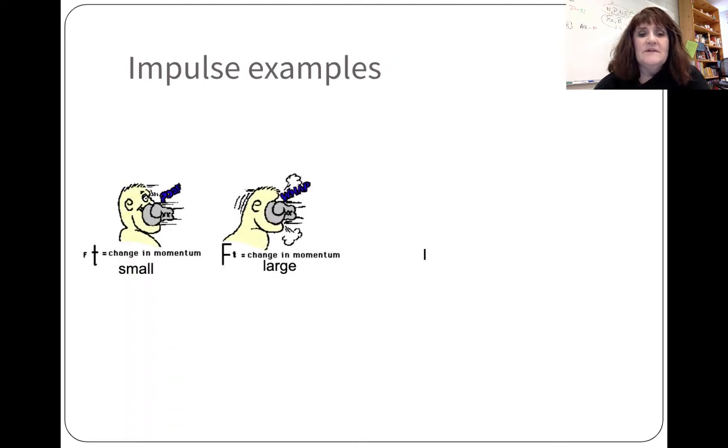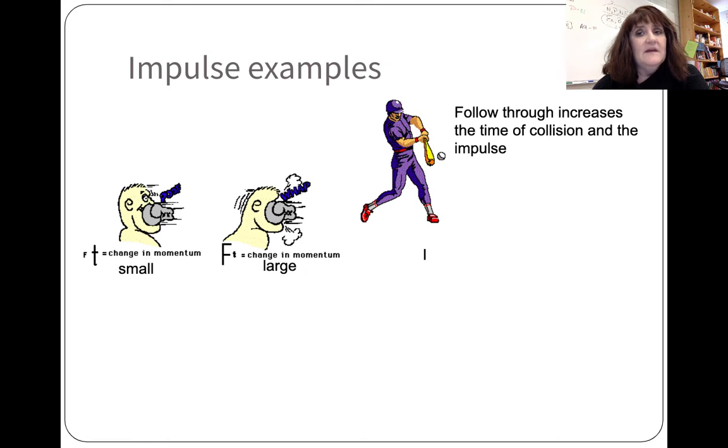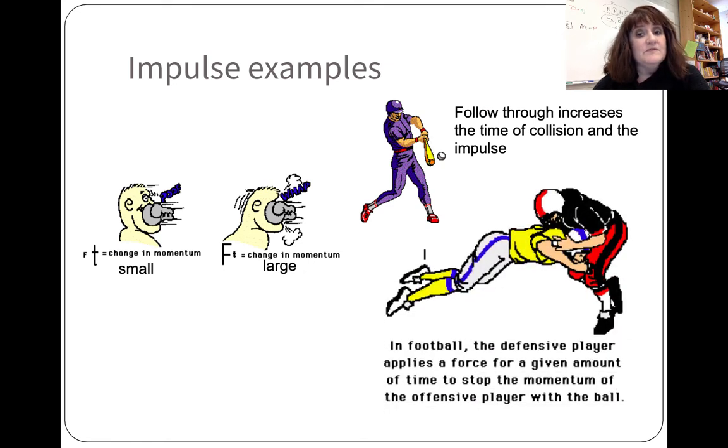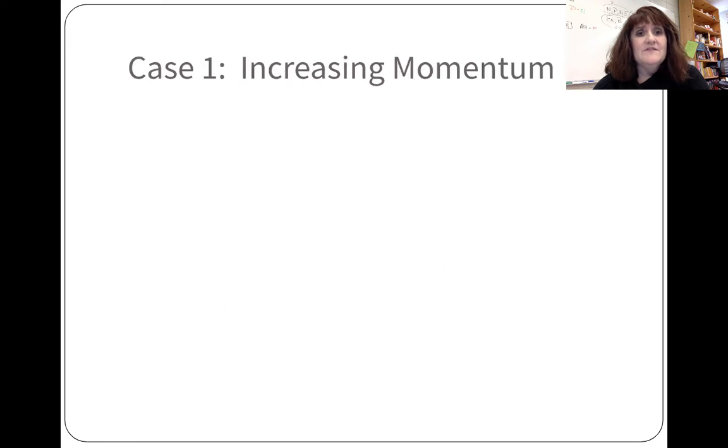Impulse examples. Changing momentum that is small force, long time, or a lot of force over a little time. Follow through increases the time of the collision and the impulse. In football, a defensive player applies a force for a given amount of time to stop the momentum of an offensive player with the ball. This is why wrapping up in football is important. In a karate chop, same thing. These are momentum examples.